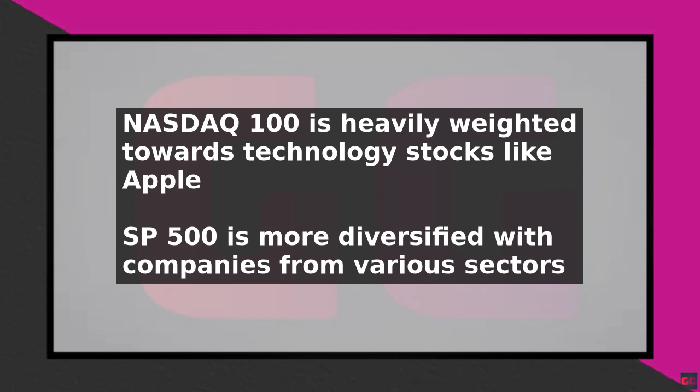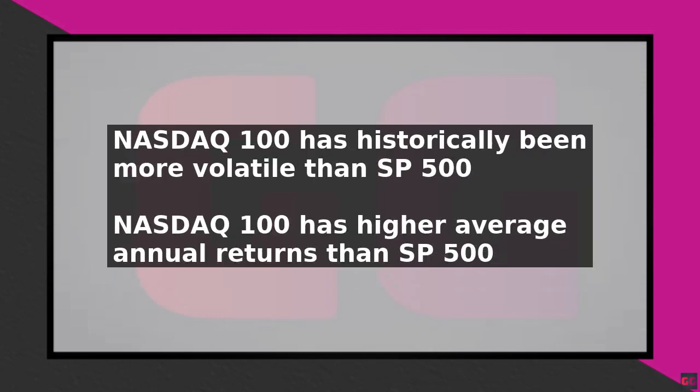In terms of performance, the NASDAQ 100 has historically been more volatile than the SP 500, with higher highs and lower lows. This is largely due to the dominance of technology stocks in the index, which can be more susceptible to market fluctuations. However, over the long term, the NASDAQ 100 has also tended to outperform the SP 500, with average annual returns of around 20% compared to 15% for the SP 500.